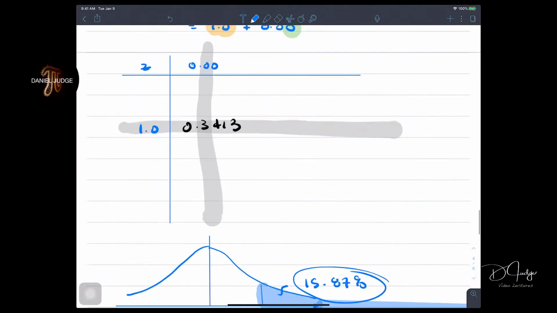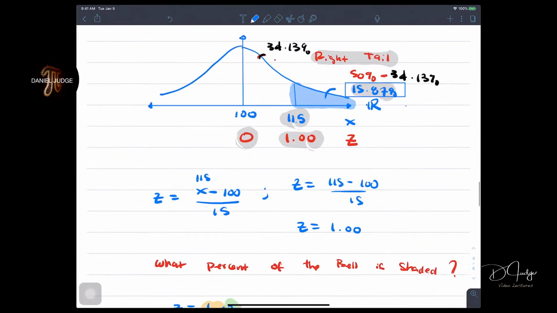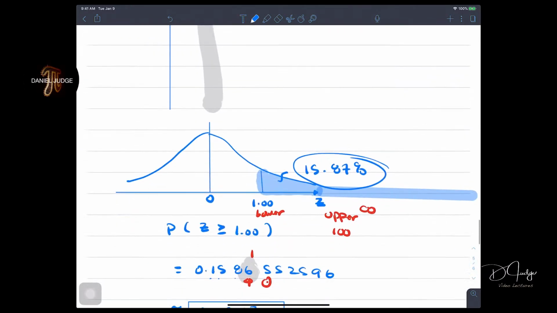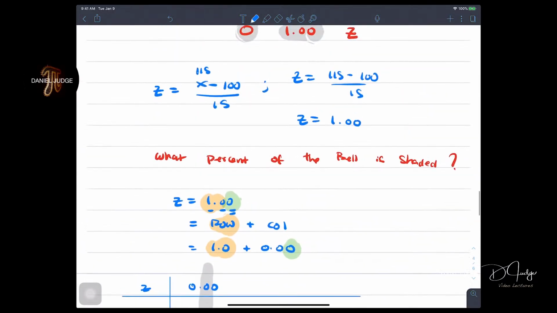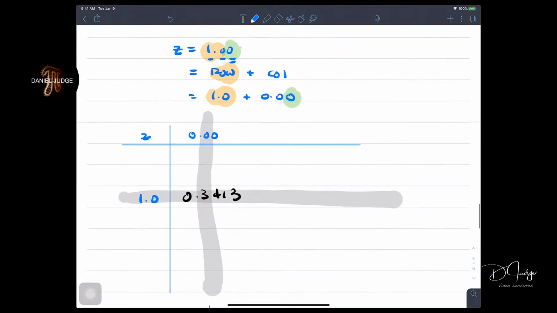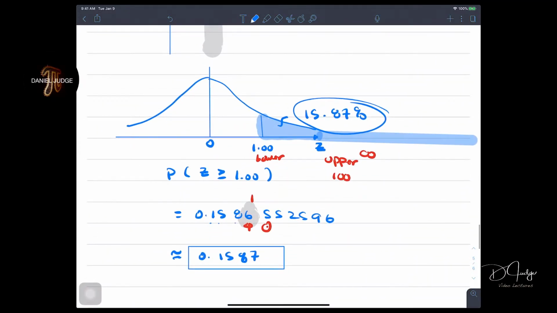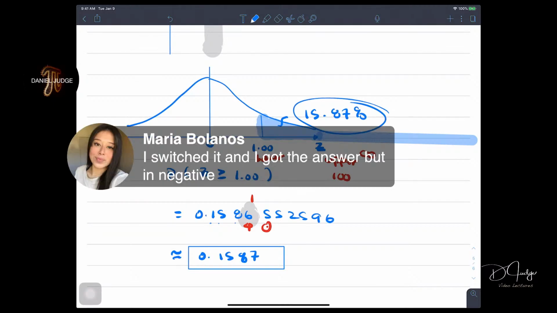Is that what we got last time too? That's weird. Oh, no wonder. Wait a minute. Oh, yeah, we did get that same answer. Sorry. All right. Notice with the TI, we got the answer as well. Okay, so it is 15.87.